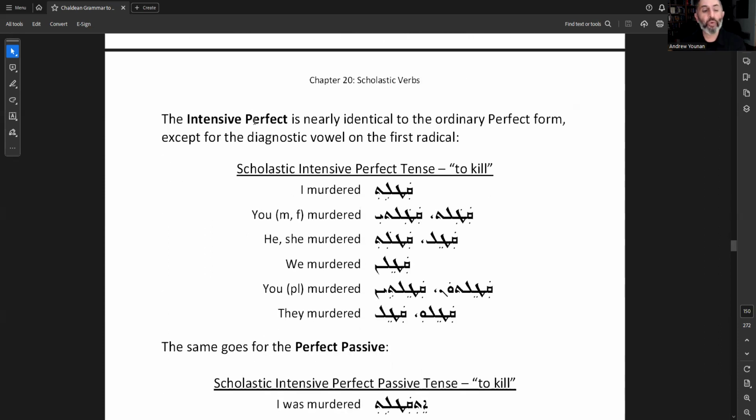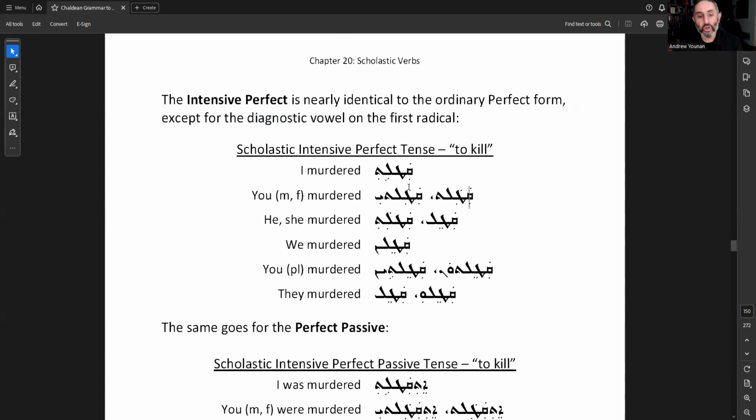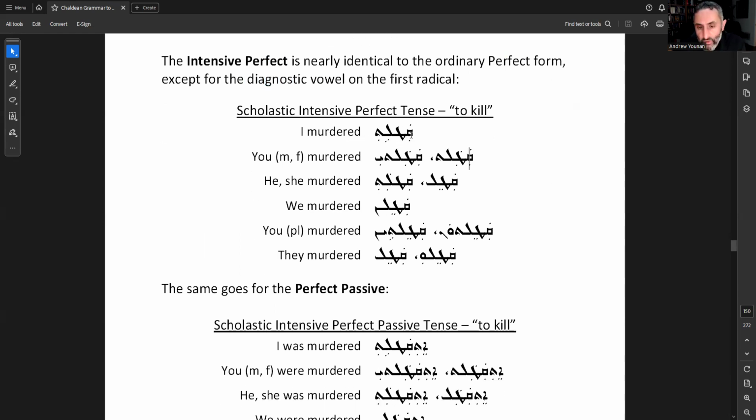The intensive perfect is nearly identical to the ordinary perfect form. So you already memorized the perfect form last chapter or last lesson, or 2 lessons ago, whenever, except for the diagnostic vowel, the vowel that tells you that it's this conjugation. So here, instead of قتليث, it's قتليث. Everything else is the same.